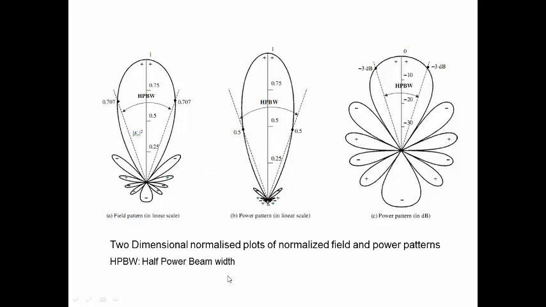Now half power beam width shows the position at which power is reduced to half of the maximum power. In the case of field pattern, at this point power is going to be half, so this is the half power beam width. At this point it is half power, and in the logarithmic scale half power is represented by a loss of 3 dB in that power. So at these 3 dB points, this is the half power, or sometimes we call it 3 dB beam width.